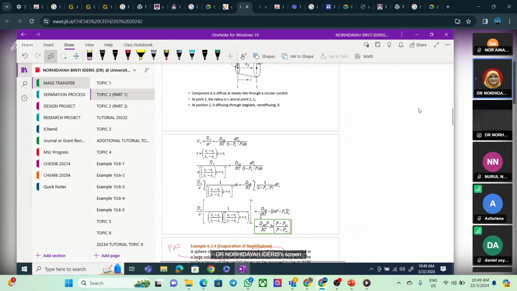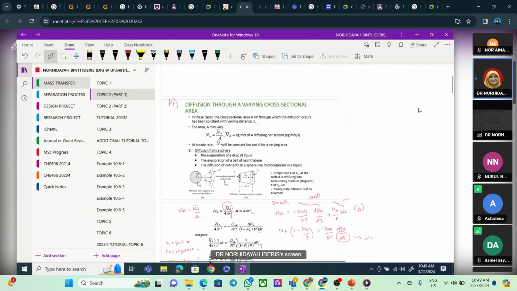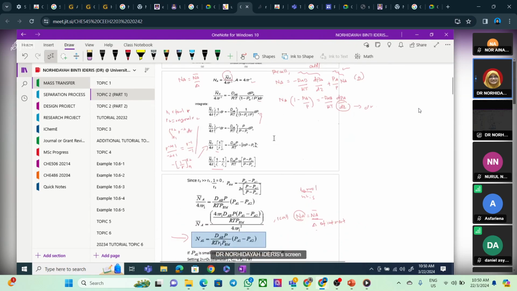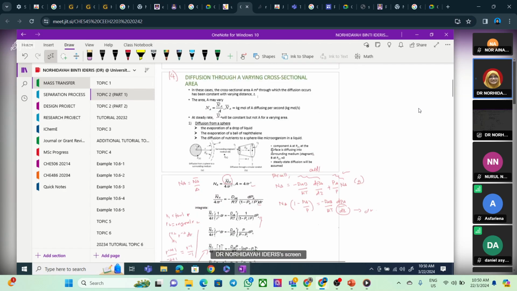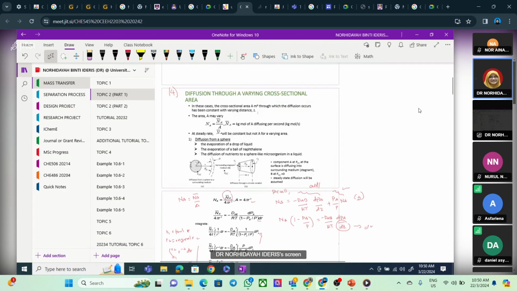However, not inside the green part here, inside here, however, the solution for this second one will usually be accurate if you are using a numerical approach. Maksudnya kena guna Microsoft Excel macam tu. Okay, so in that case, that's why for the subject, usually when we talk about the diffusion through a varying cross-sectional area ni, kita hanya fokus pada case yang pertama sahaja, iaitu diffusion from a sphere.